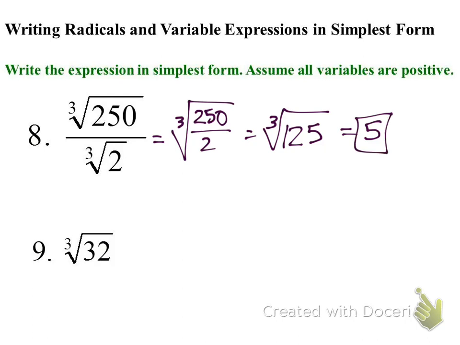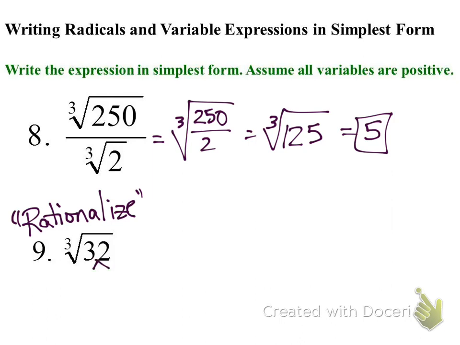Third root of 32, however. So here's where we call it rationalizing. 32 is a nice number. The bad thing is 32 is a perfect fifth root. It's not a perfect third root. So this is where we're going to rationalize. We're going to find a perfect third root within 32.